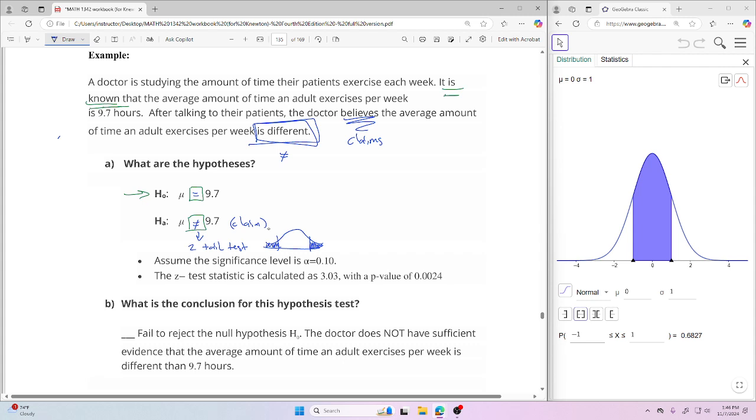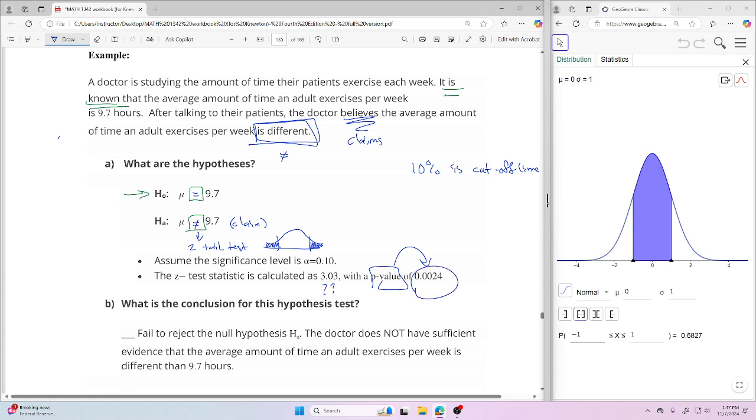Everything's happy. So it says, assume the level of significance is 10%. And so what they're saying is that the 10% is the cutoff line now. I know last time I said it was 5%. That's very typical. But here, let's say it's 10% because they said it's 10%. So 10% is the cutoff line. And then I got a p-value of that much.